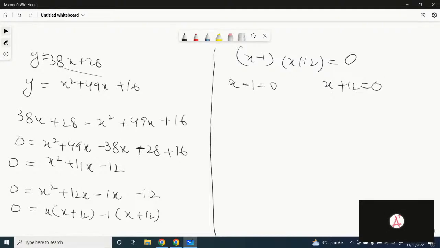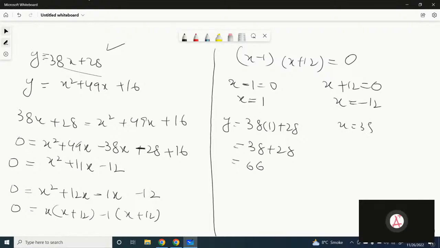So it would be x equals 1 and x equals negative 12. So put the values of x in this equation and you can find the values of y. 38 times 1 plus 28. So 38 plus 28 is 66. And then x equals negative 12, 38 times negative 12 plus 28.